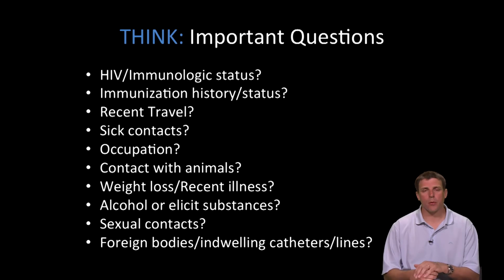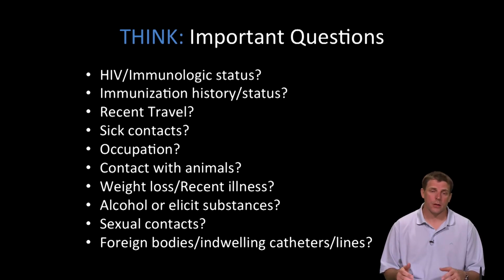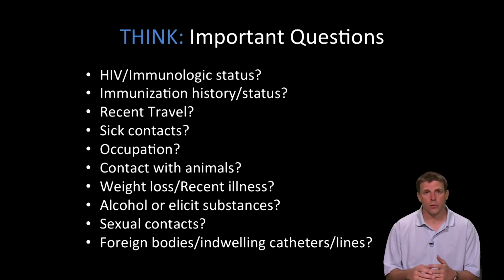And of course, a very important part of the history that's often neglected is the sexual history. Does this patient have a partner? Does this patient have multiple partners? Does this patient use protection when having sexual intercourse? It is very important to consider these issues, as sexually transmitted infections can be a very important source of fever and severe illness in patients, particularly those returning from travel.